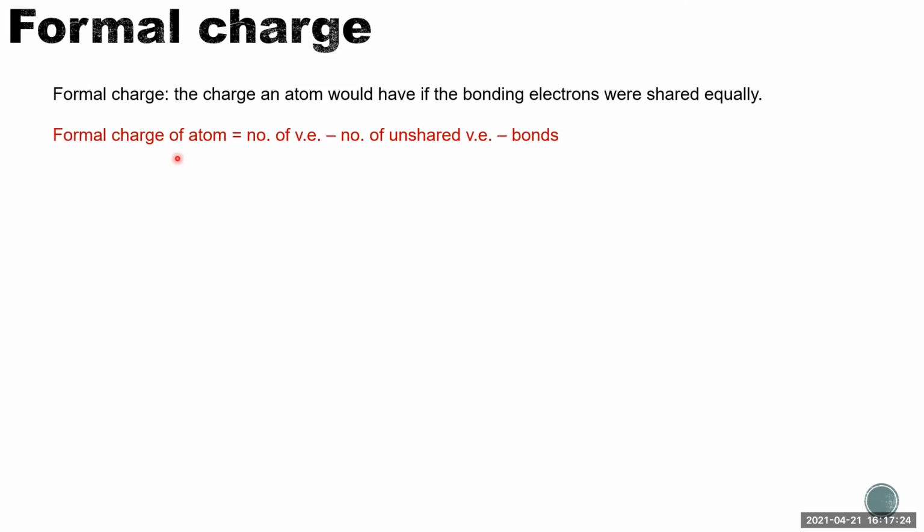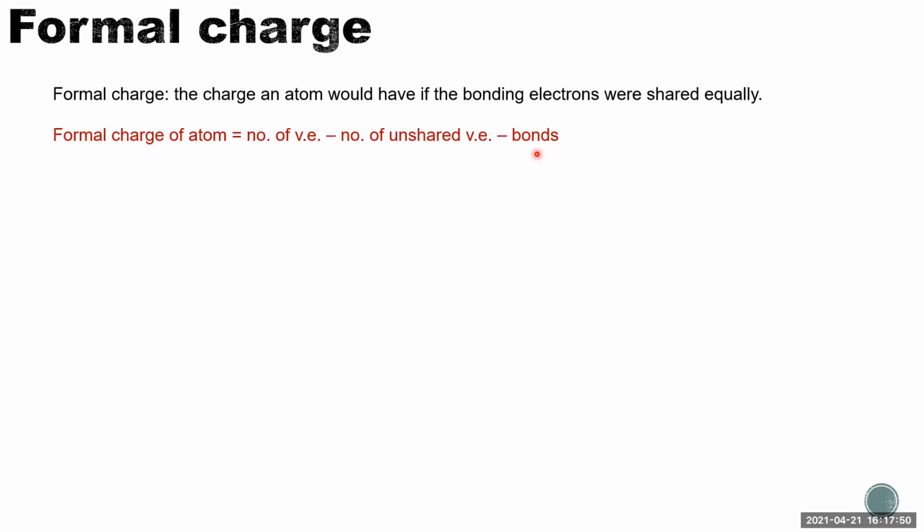The formal charge of an atom equals the number of valence electrons of that atom in the periodic table, minus the number of unshared valence electrons. This is the valence electrons or dots you find in the Lewis dot structure. And then minus bonds. If it's a single bond, you minus 1. If it's a double bond, you minus 2. Triple bond, minus 3, and so on and so forth.